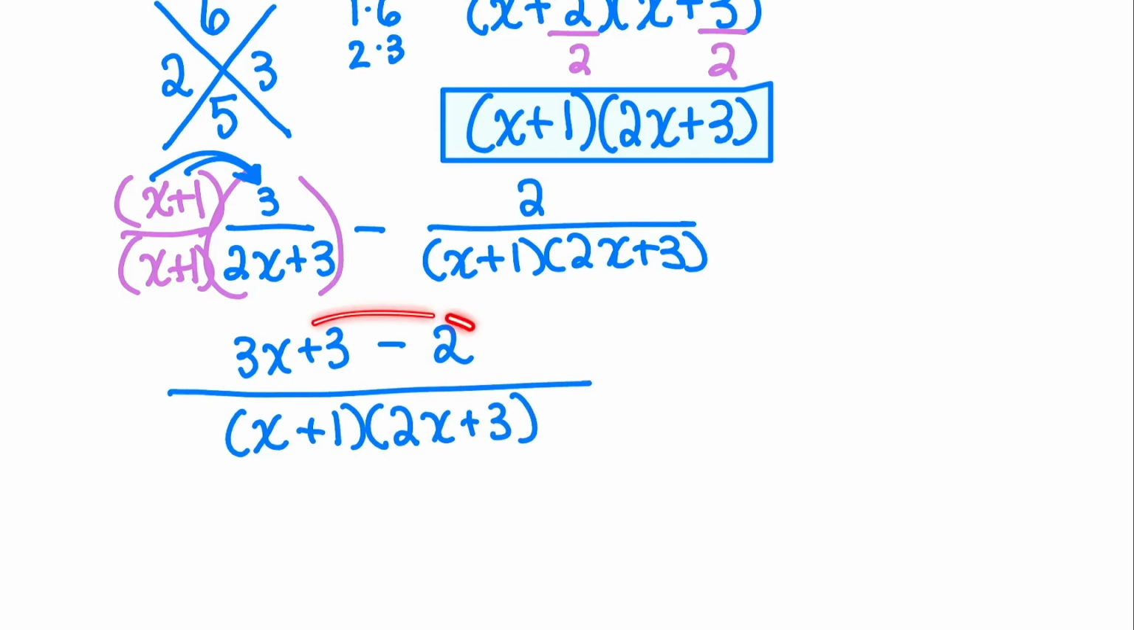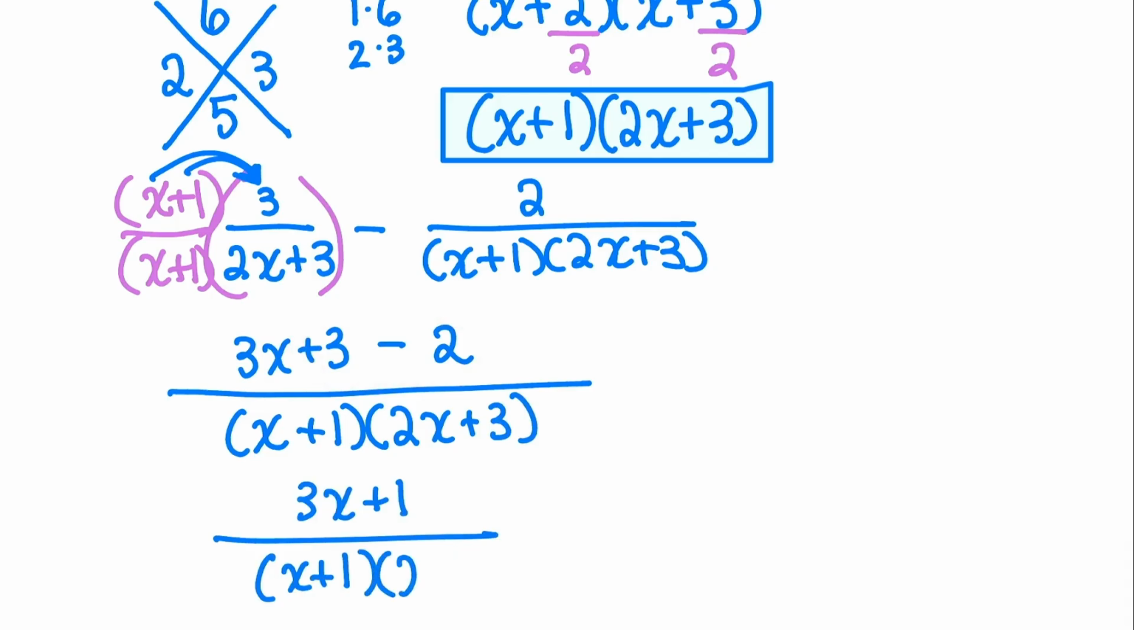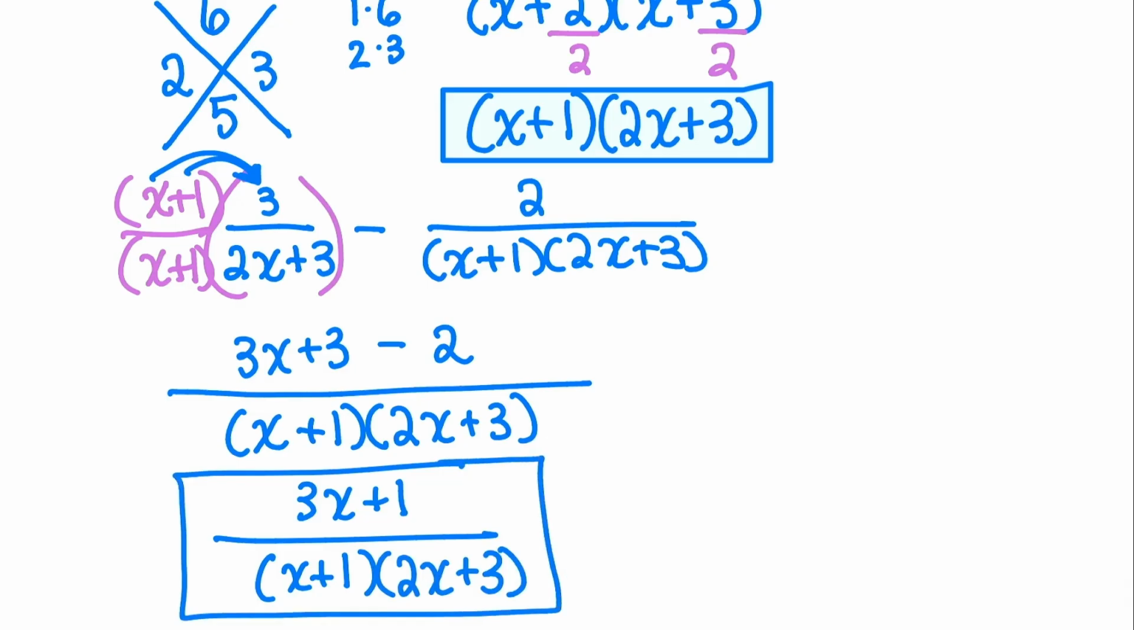And since we have the same denominator, we can go ahead and just write it as a single denominator. Now we can combine these two terms up here. So we're going to have 3x plus 1 over x plus 1 times 2x plus 3, and that's going to be our entire answer.